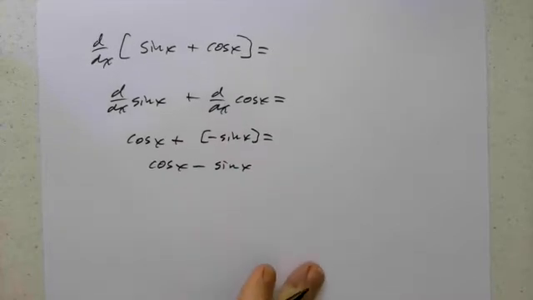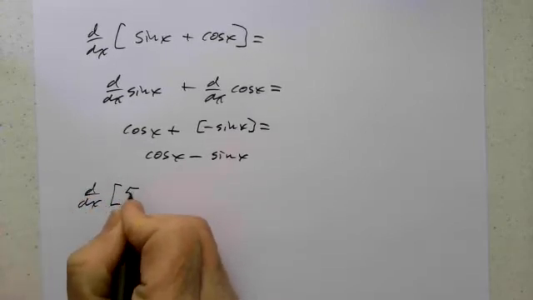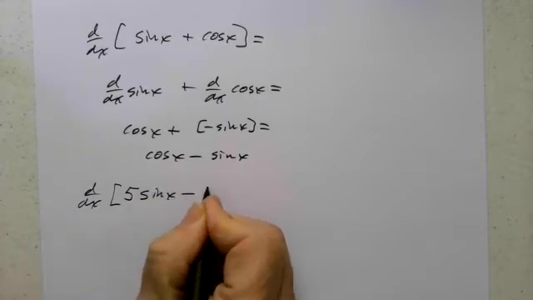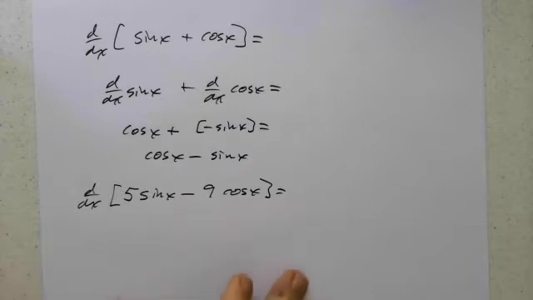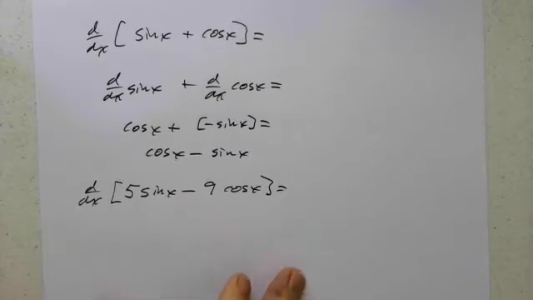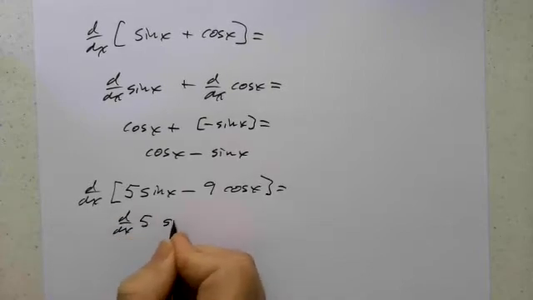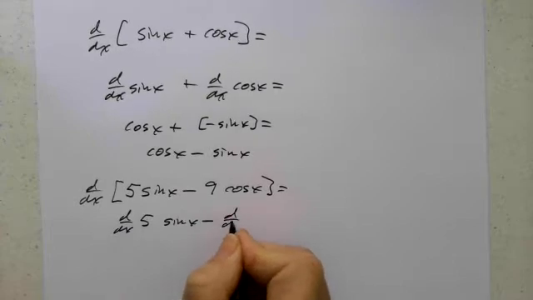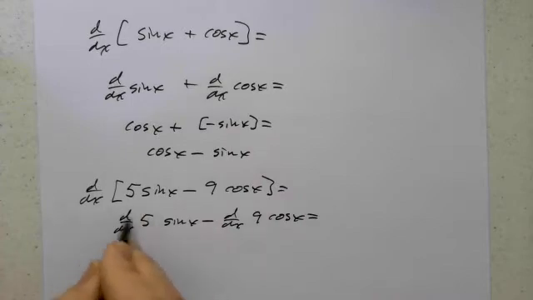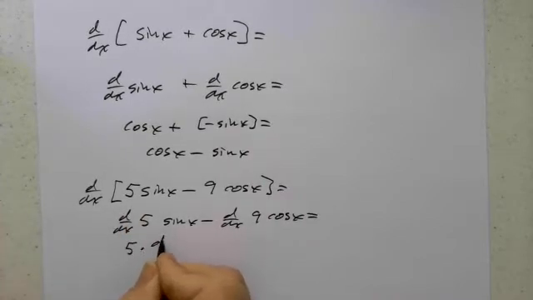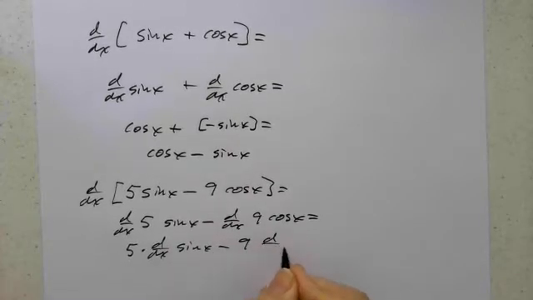We, of course, could make a small adjustment to something like this and say the derivative with respect to x of 5 times sine x minus 9 times cos x. And same sort of thing, right? The derivative of the first minus the derivative of the second. So we would say the derivative of 5 times sine x minus the derivative of 9 times cos x. Then we can pull constants out in front, pull the 5 out in front. 5 times the derivative of sine x minus 9 times the derivative of cos x.